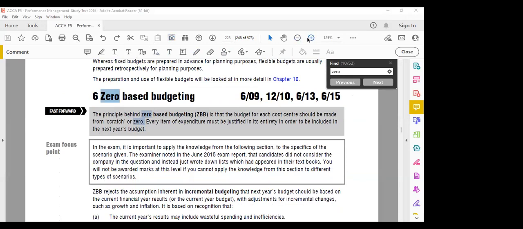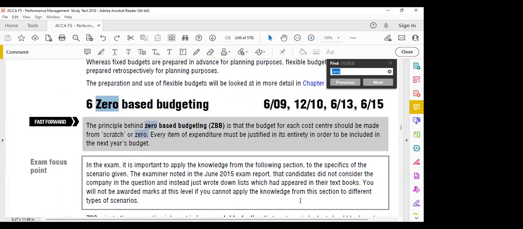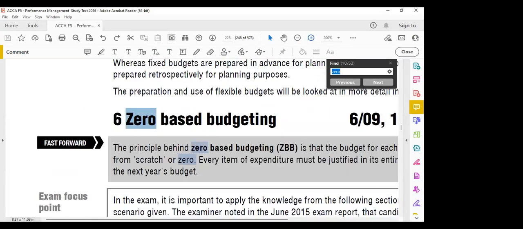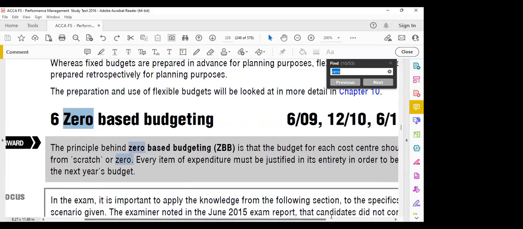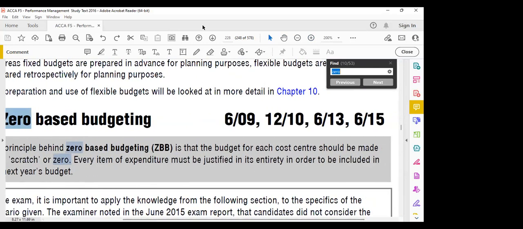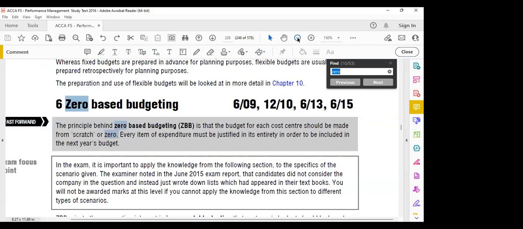Before we move on to quantitative techniques, zero-based budget: if you need the details, I'll still explain more, but there are also details in F5 which explain what a zero-based budget is. I've only made some summaries on my slide, so if you need the details, you could get them there.